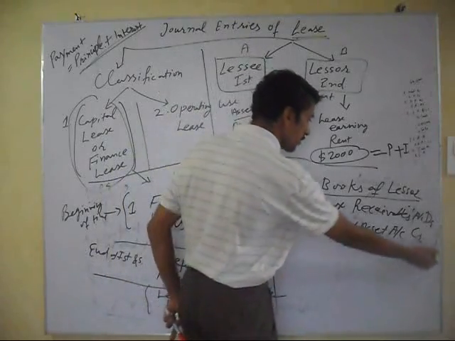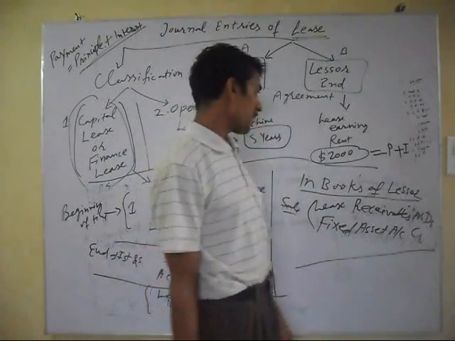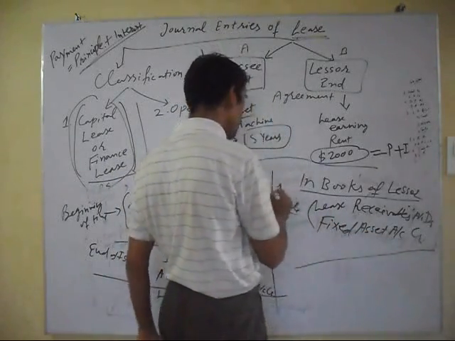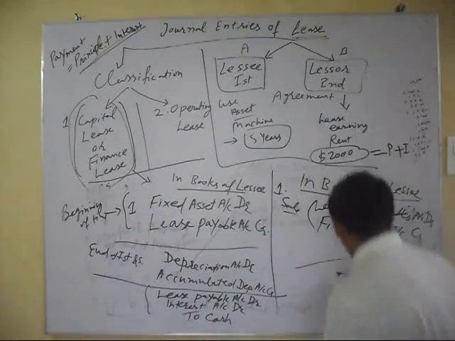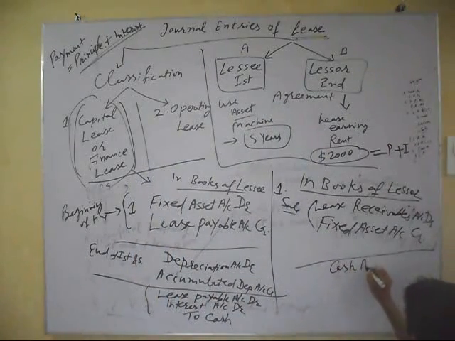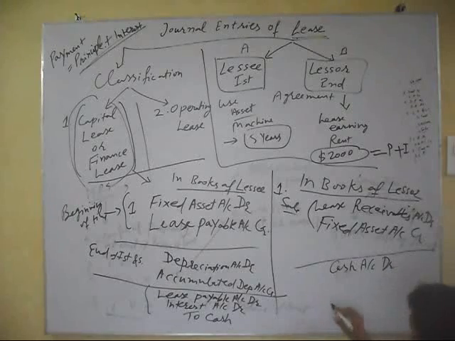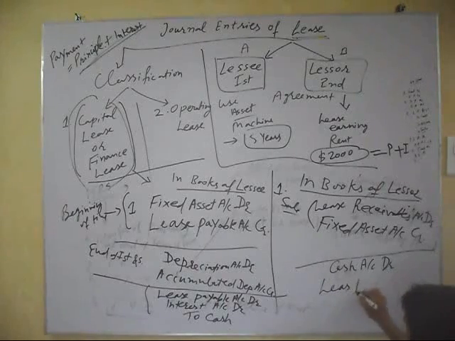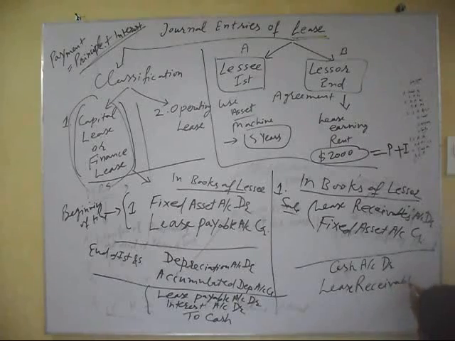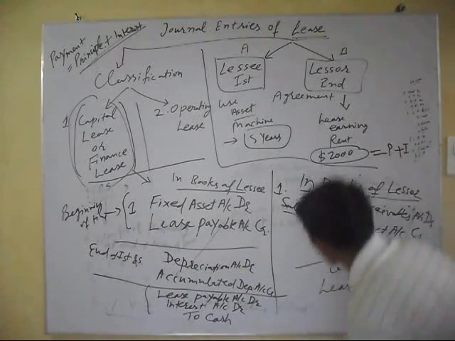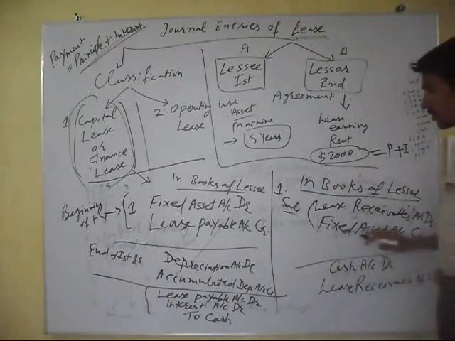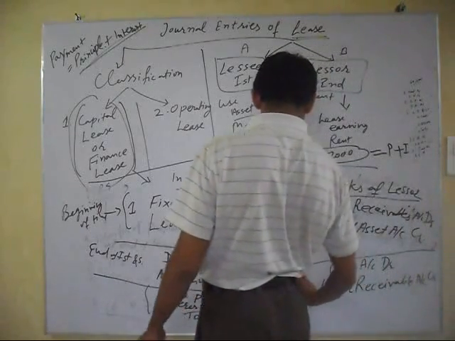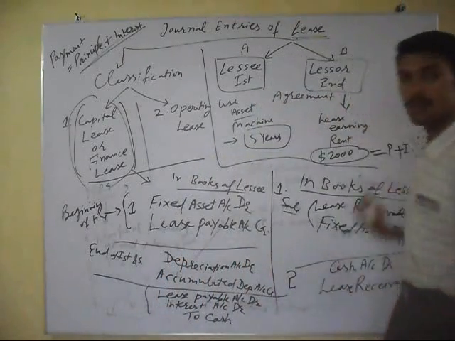And when he receives the income, cash account debit, lease receivable account credit. So these two entries the lessor will pass.